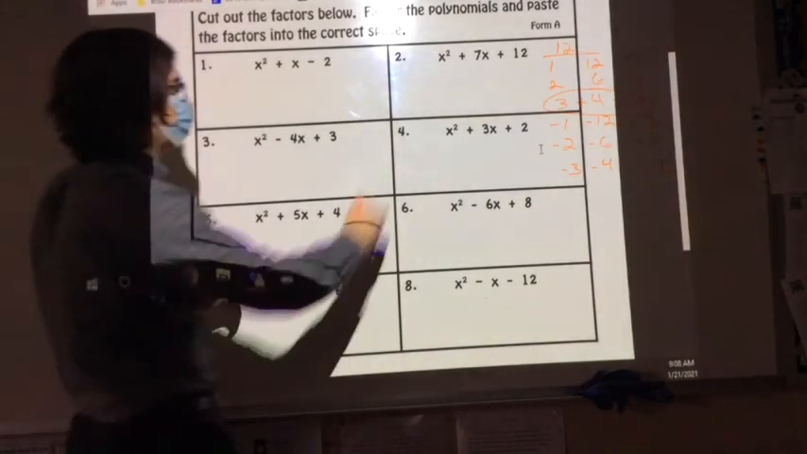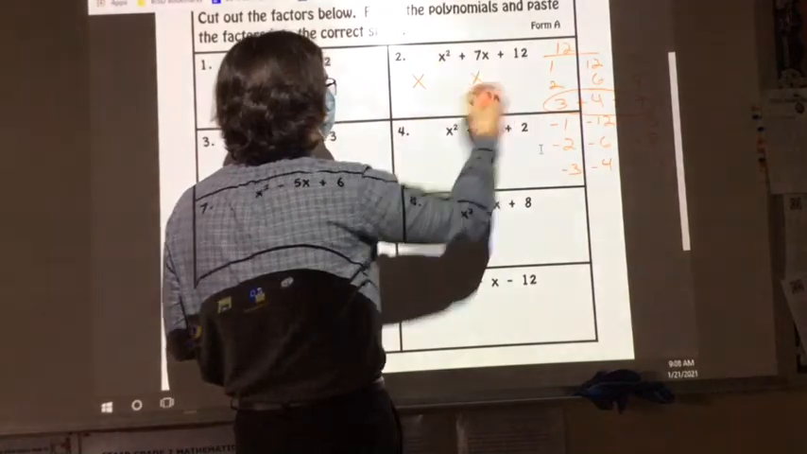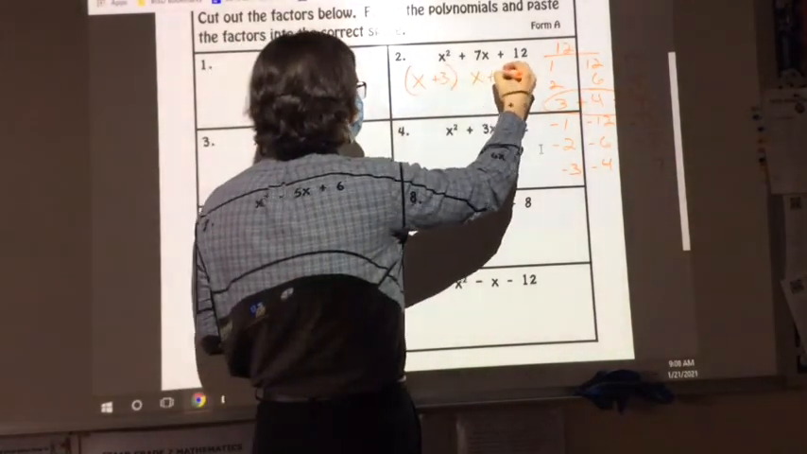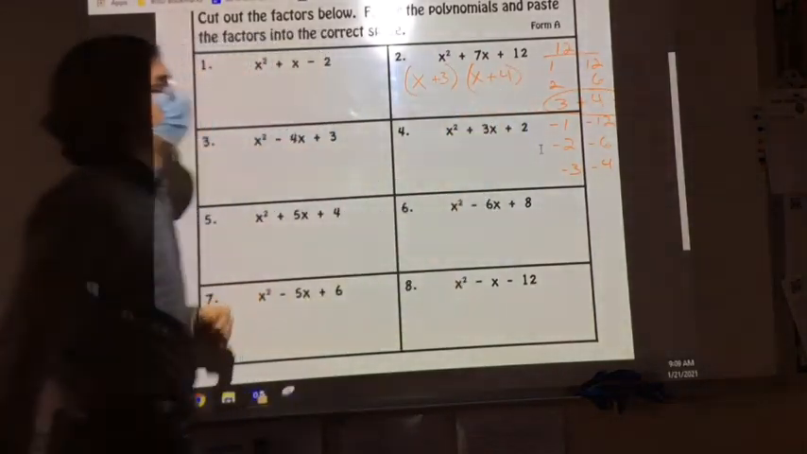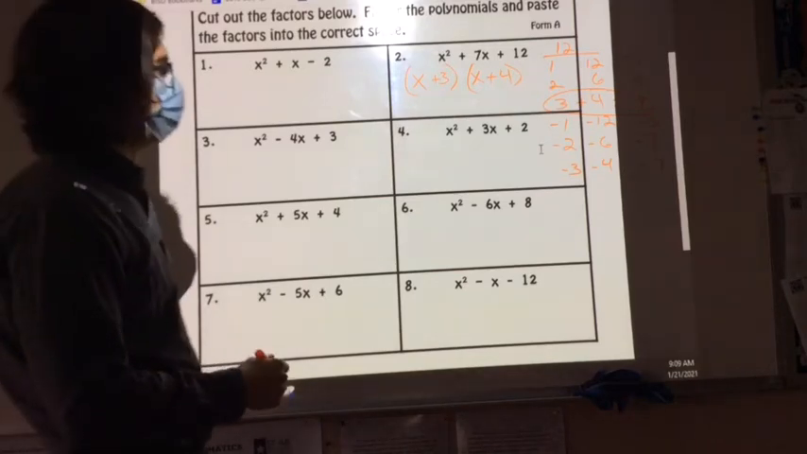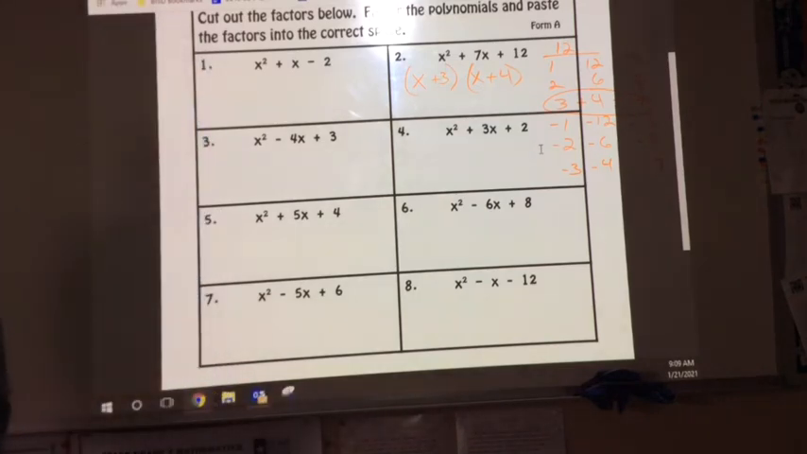So now I'm going to split my x's. X and x. X plus 3, x plus 4. And that's our answer. Once again, just for the sake of teaching, how could I check this if I didn't believe it? FOIL or box method. Okay, decent so far? Alright, I want you to try number 3.